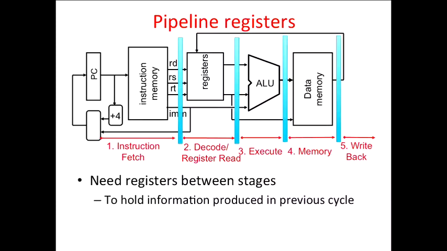Yep, question? Thinking about branches, how does it know what the next instruction is until the first one's finished? That's a great question. So if you have branches, how do you know what the next one's going to be? We'll get to that later in the lecture. That's one of the difficulties of pipelining.